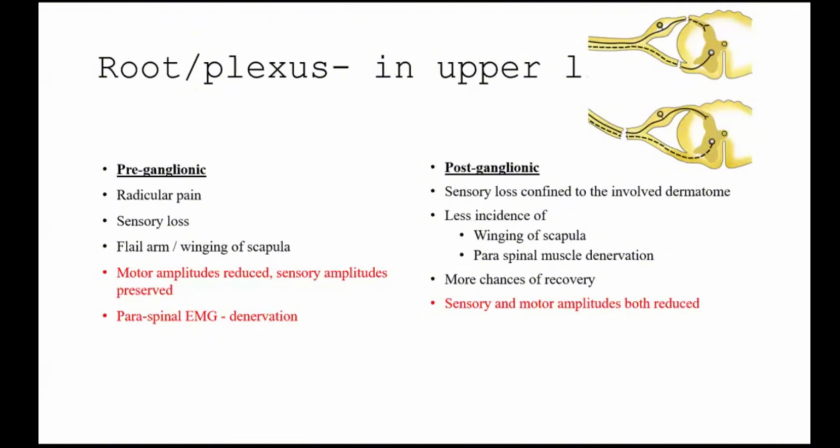So in proximal brachial plexus injuries, you have two different nerves, the dorsal scapular nerve and the long thoracic nerve, which when affected will give rise to winging of the scapula and rhomboid weakness. So these are telltale signs that these lesions are preganglionic.